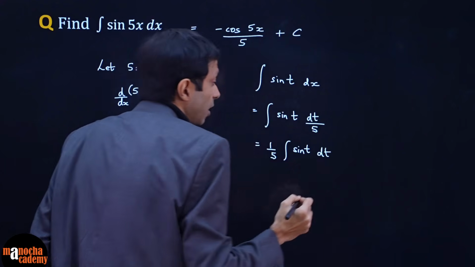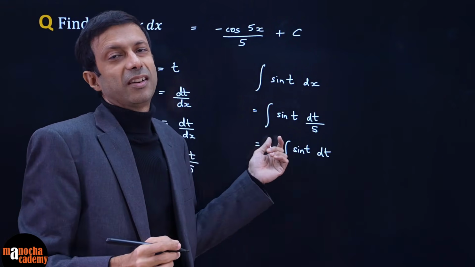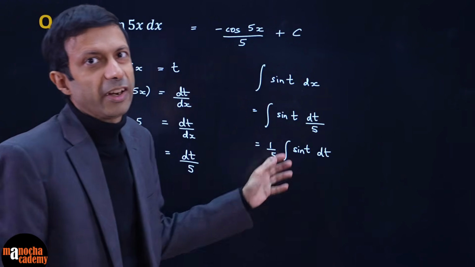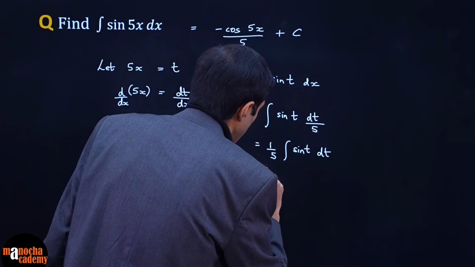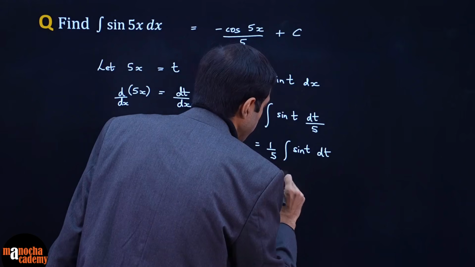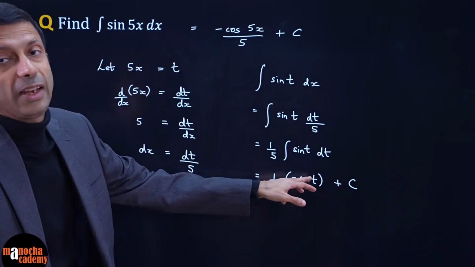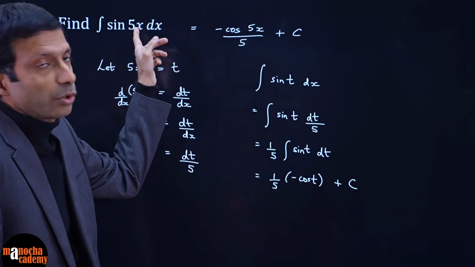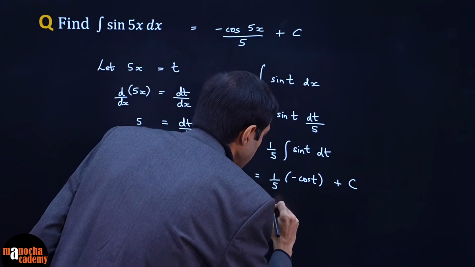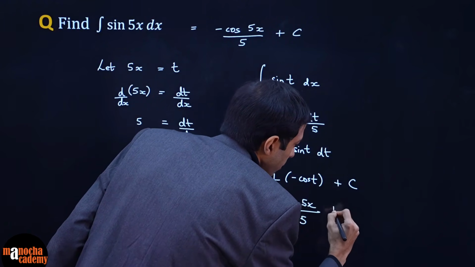Now you'll say, sir, I know the antiderivative formula, because d/dt of cos t is minus sin t. So integration of sin t will be minus cos t. So now you're confident, you'll say, okay, integration of sin t will be minus cos t plus constant c. And remember not to leave the answer in t because the question was given in x. So we'll go back and substitute t as 5x. So the final answer is minus cos of 5x by 5 plus c.